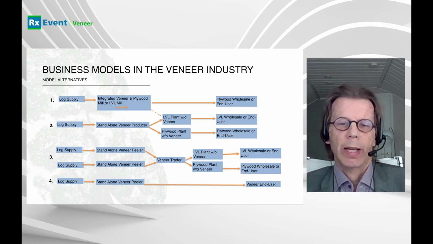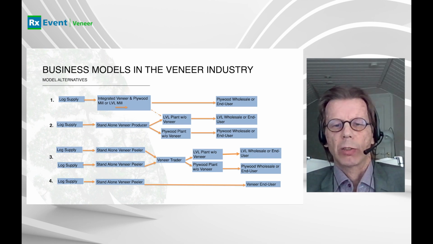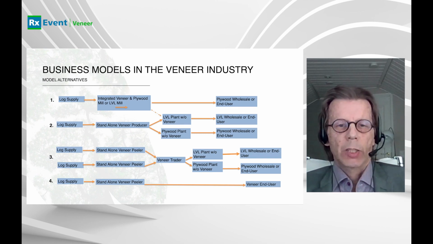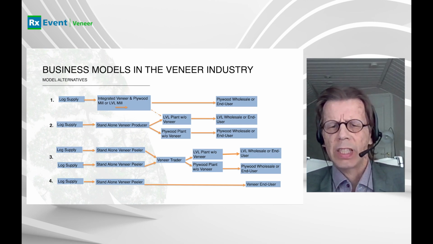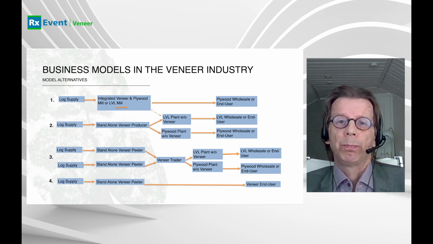The third model adds one player to the mix. It's a veneer trader. So we would have standalone veneer peelers that sell to a veneer trader, who then again sell to a LVL plant or plywood plant. And this model is fairly common in China. And in this type of model, the veneer trader tends to have quite a bit of power over the veneer producers, and it can act kind of as a gatekeeper between the veneer producer and the end user.